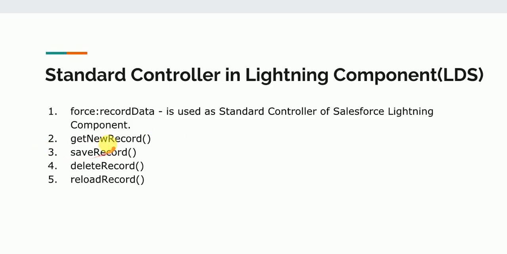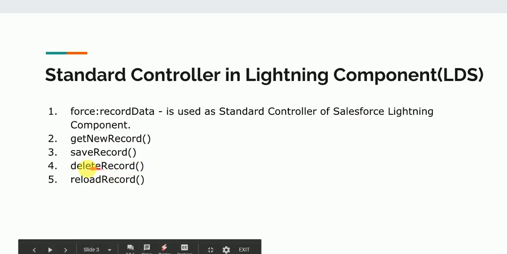So these are the four methods that are available for force:recordData. Get new record returns a complete template for a record with all the required and non-required fields. The save record method is responsible for saving the record. Whenever we click on the submit button, we need to call a JavaScript controller method, and that will call the save record method to create a new record or update an existing record. For deleting a record, delete record is the method, and reload record is the method that we can use to reload a particular record with the updated values.